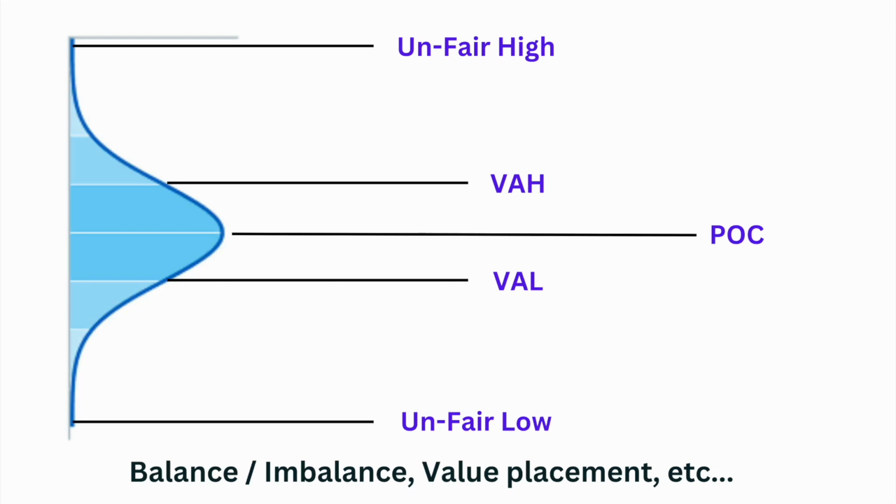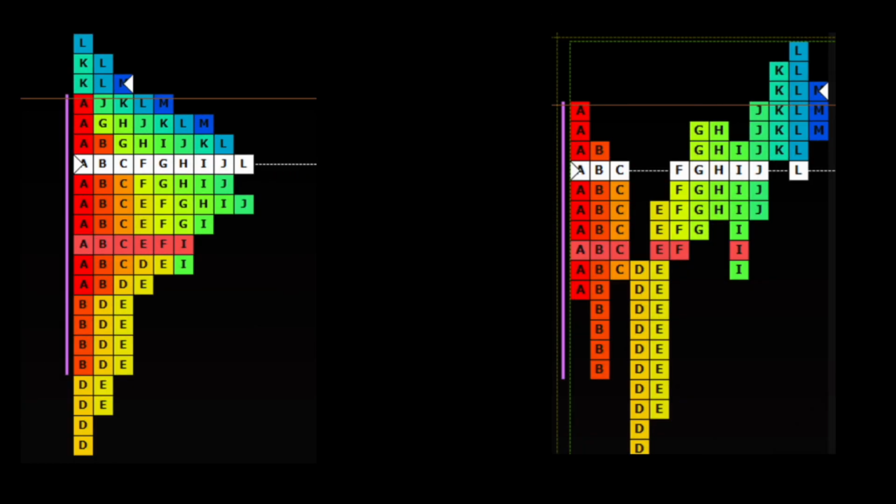The auction process we can also identify using the market profile. Apart from this, we can also understand what is balance and imbalance, whether today's opening is in balance or imbalance, and we can identify the value placement, and a lot of stuff, simply by looking at this particular chart. This particular pattern is also called a bell curve. So why do we call it this? Let's also discuss that.